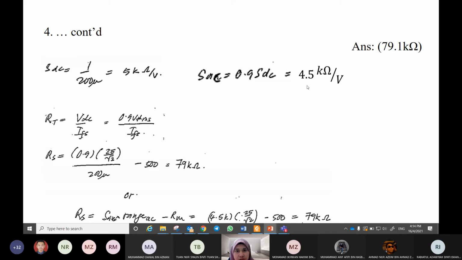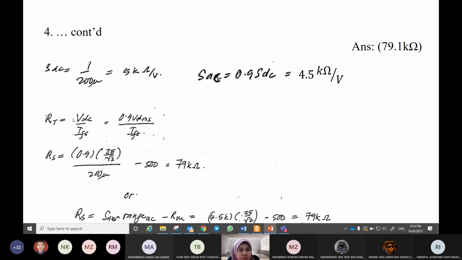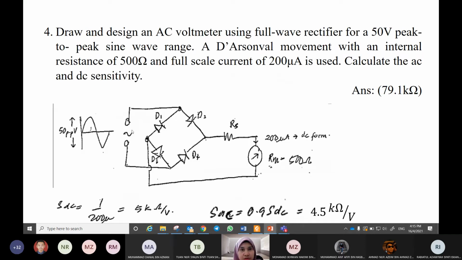SDC and SAC have been calculated. R total, okay, so how to find Rs? Rs is equal to R total minus R of diode and Rm. So R total is equal to VDC over current, equal to 0.9 VRMS because of full wave rectifier, divided with current. So 0.9 multiplied with VRMS.